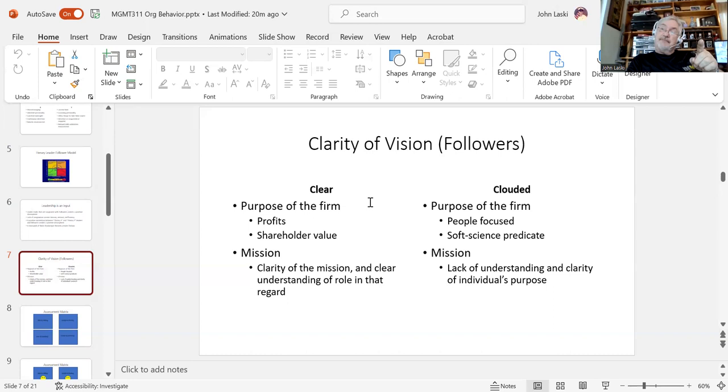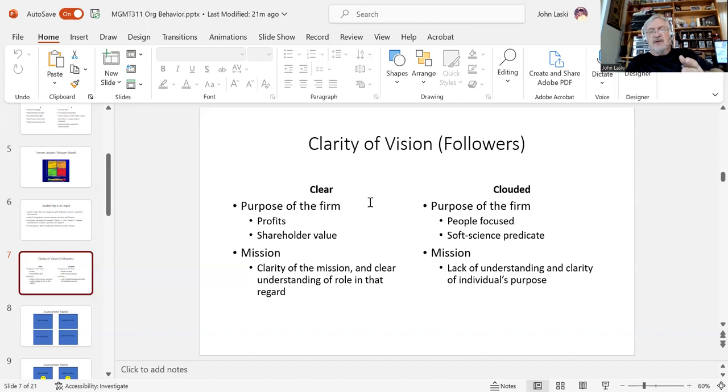What's the purpose of Pfizer? Oh, Pfizer is to generate new vaccines against COVID and whatever else might be out there, and all of this to help humanity. It's a publicly traded firm. Purpose of the firm: profit, shareholder value. So this clarity of mission and where we fit in and how we help deliver these outcomes is the essential component for followers, employees.